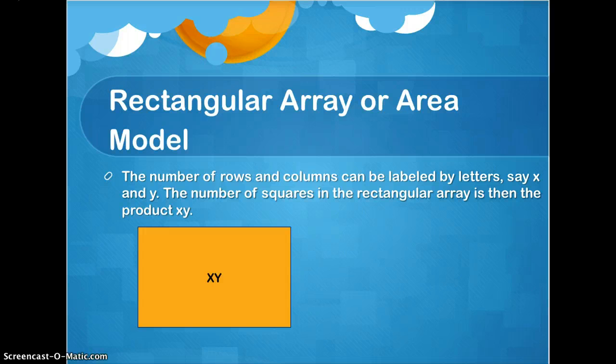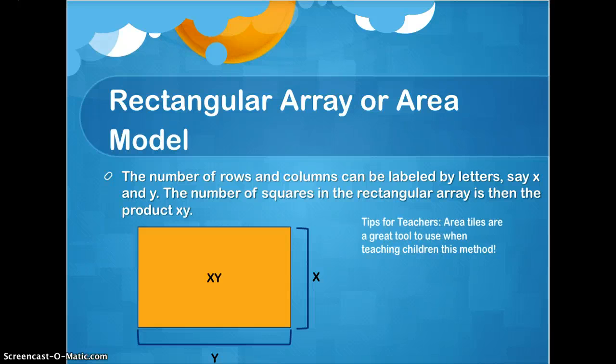Here's an example of a rectangular array or area model. The number of rows and columns can be labeled by letters, say x and y. The number of squares in the rectangular array is then the product xy. Tips for teachers. Area tiles can be a great tool when teaching children how to use this method.